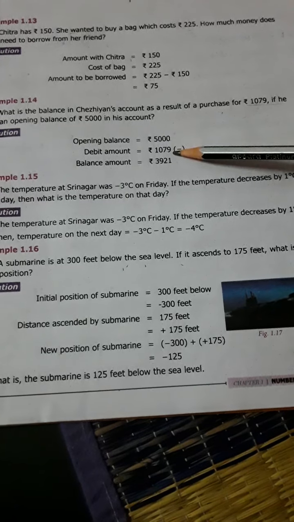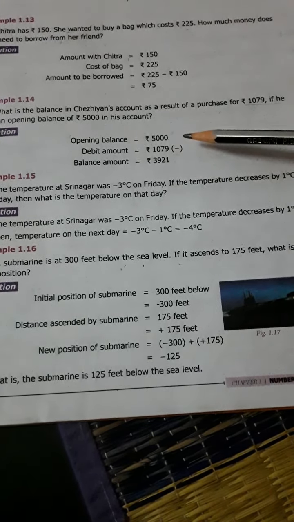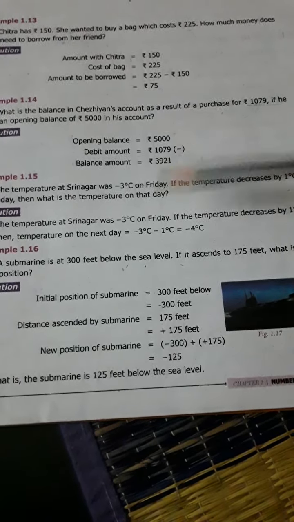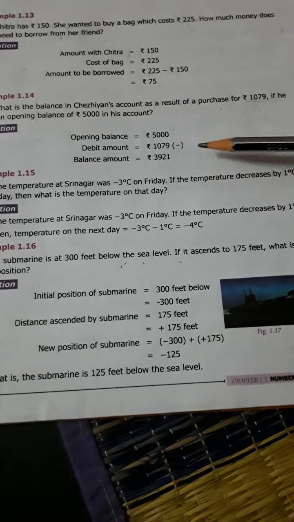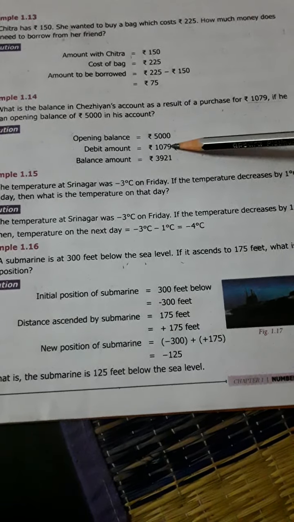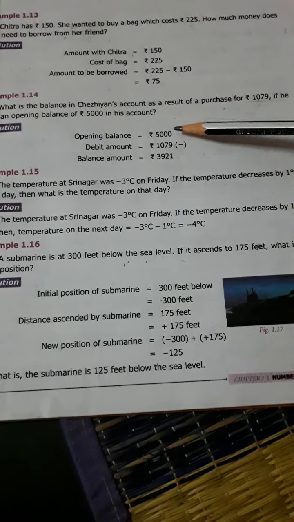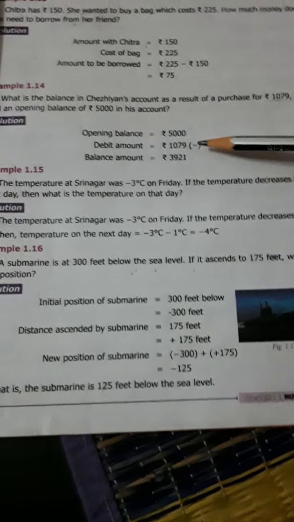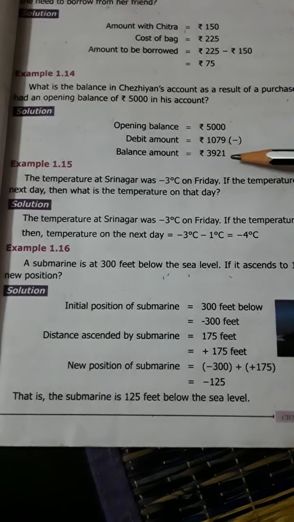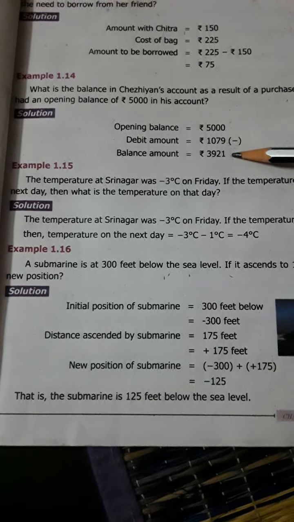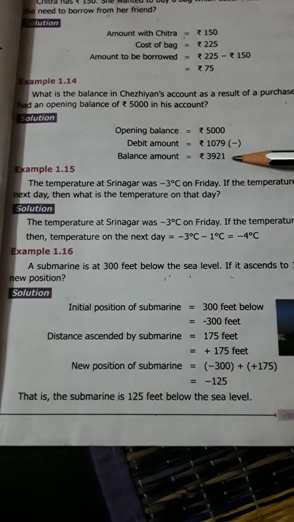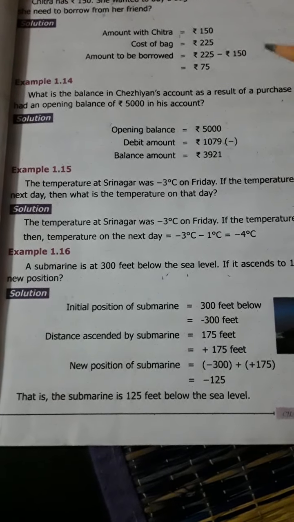The bank takes how much amount? 1079. Why? Because he used net banking and purchased the things. So they debit the amount 1079. So how much balance amount? 5000, we subtract 1079. The balance amount is 3921.